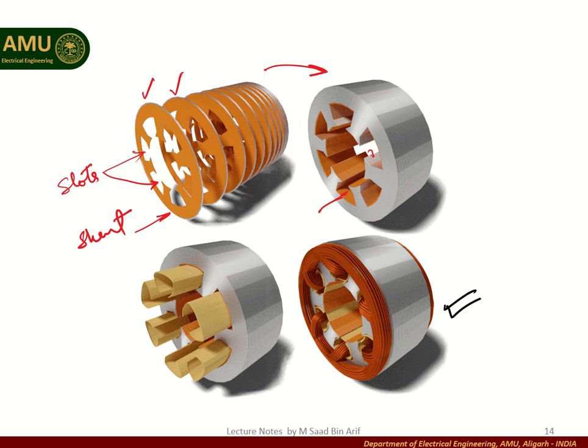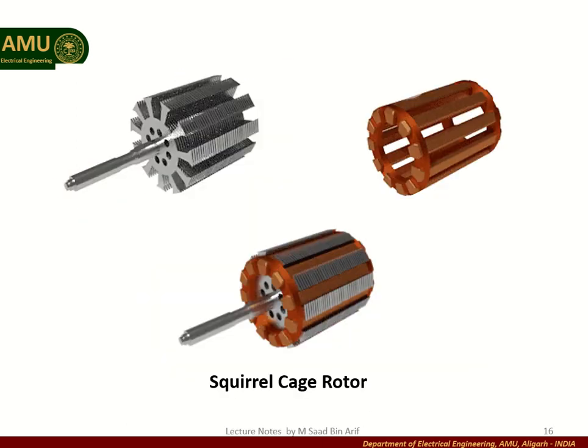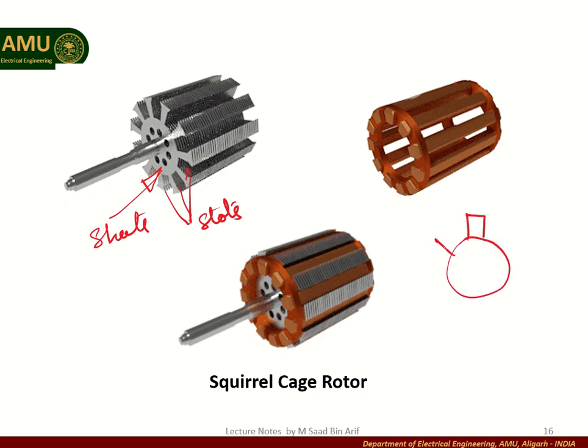Now if we look at the rotor structure, just have a look at the rotor structure. We have a rotor structure like this. See, this is the core of the rotor. Core of the rotor, we have laminated sheets. We have slots. Slots cut on the laminated sheet. This sheet is basically like this. We have slots over here.